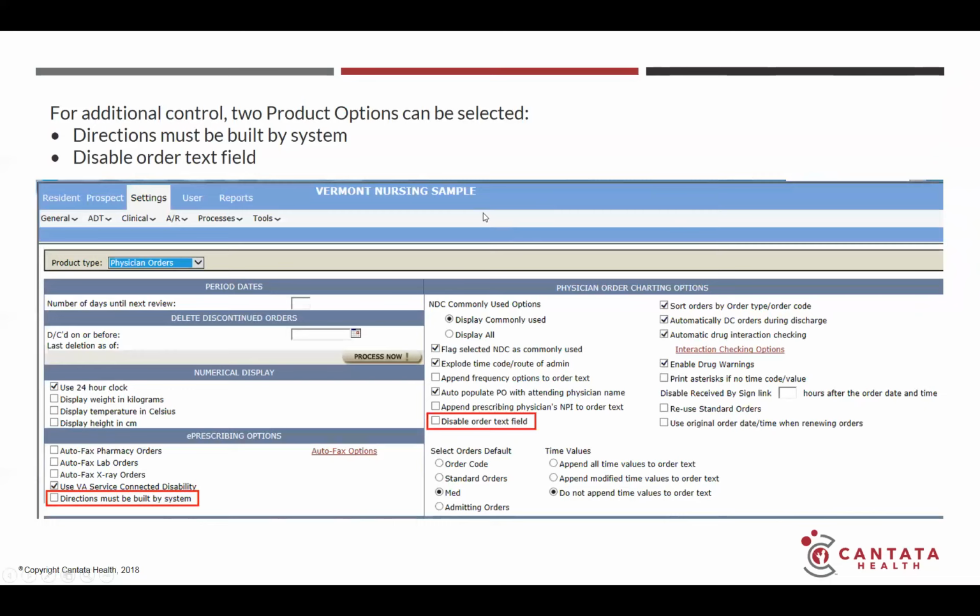Now, if you want additional control, I talked about how the directions will be overwritten unless you've entered them manually. If a physician comes in and enters directions manually, we're not going to overwrite their directions. So again, if you want additional control in the system, you could choose that nobody can enter directions manually. There's an option for that if you want to use it: directions must be built by the system. And for those other orders like dietary orders and therapy orders, if you don't want people entering an order text, you can disable it. I'm not recommending you do either of those two. It's just a couple of options that could give you additional control.